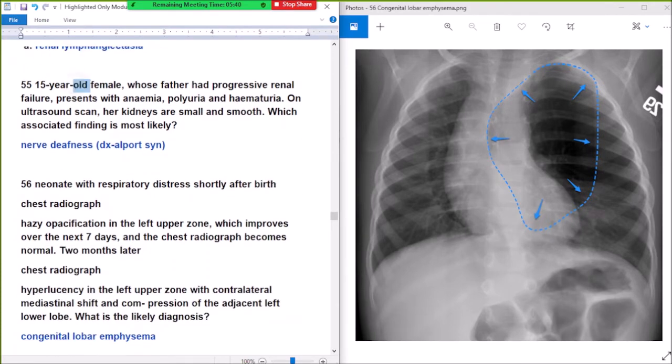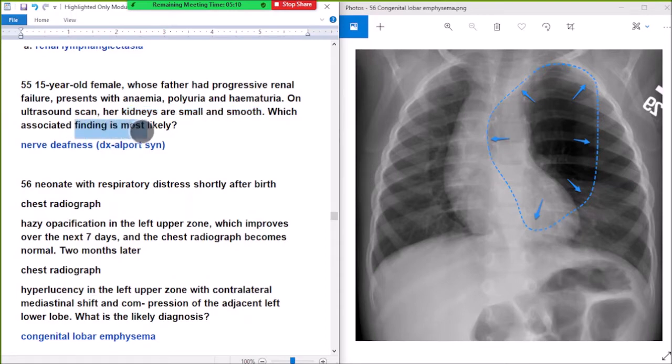55. A 15-year-old female whose father had progressive renal failure, presents with anemia, polyuria, and hematuria. On ultrasound scan, her kidneys are small and smooth. Most likely associated finding: nerve deafness, diagnosis: Alport syndrome. Her father had progressive renal failure, so most likely Alport syndrome. Her kidneys are small and smooth on ultrasound, most likely associated finding: nerve deafness.